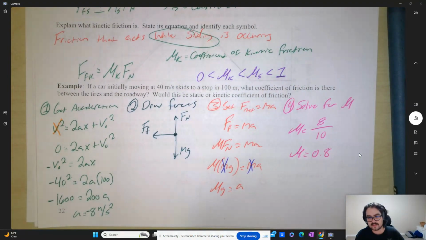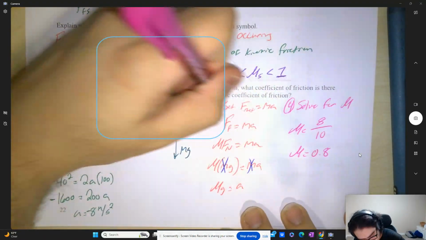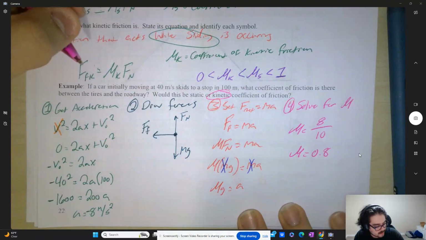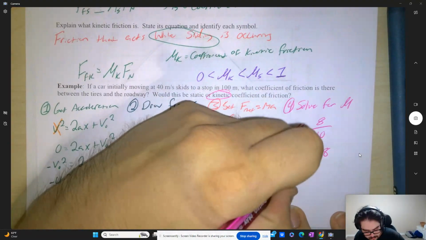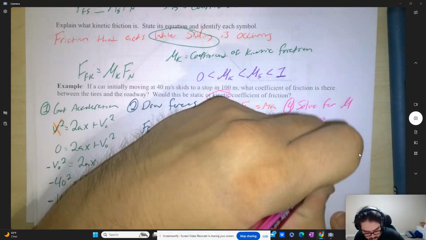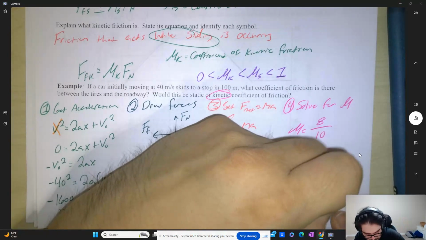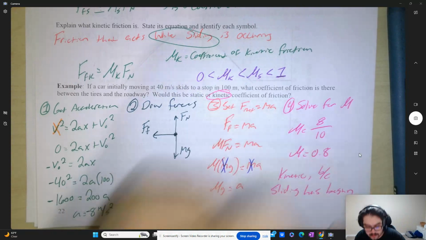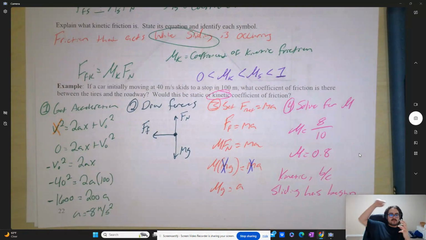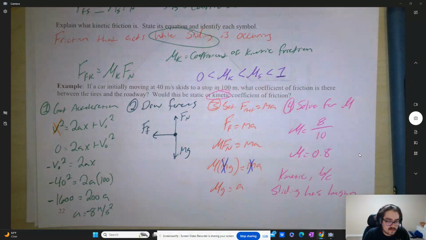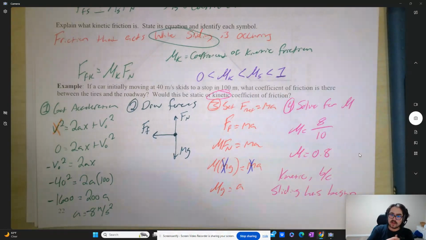Is this kinetic or is it static? It has to be kinetic, and I'll tell you why: because sliding has begun. If the car skids to a stop, then sliding has occurred. We learned last year that you need static friction to get the wheels to turn, but kinetic friction would cause the wheels to slide and skid. And you don't want that.